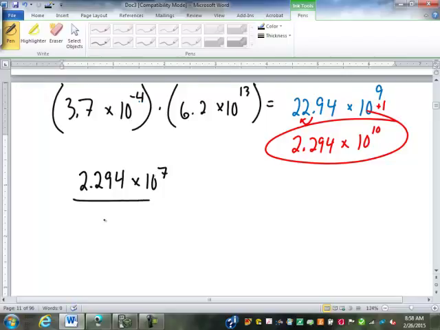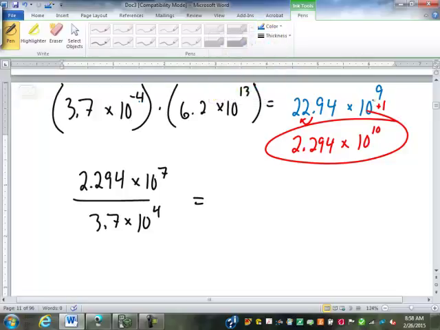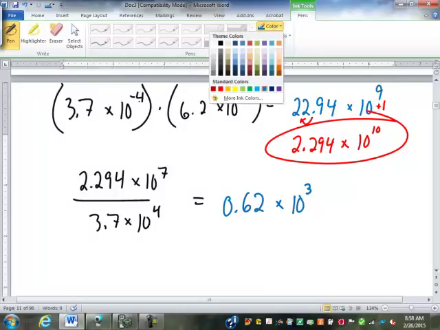So let's start out with a division problem. What do we do? 2.294 divided by 3.7 is 0.62. Times, what do we do with the powers of 10 when we divide? We're going to also combine the names, but this time we're dividing. 10 to the 7th divided by 10 to the 4th will be 10 to the 3rd. We subtract the powers. Very good.